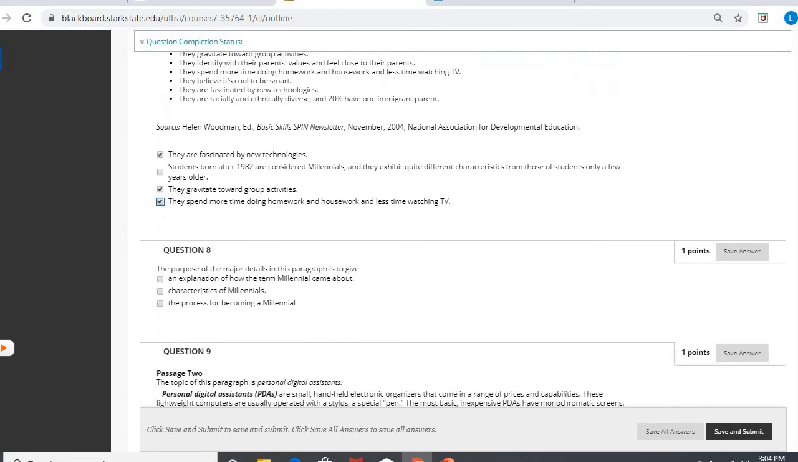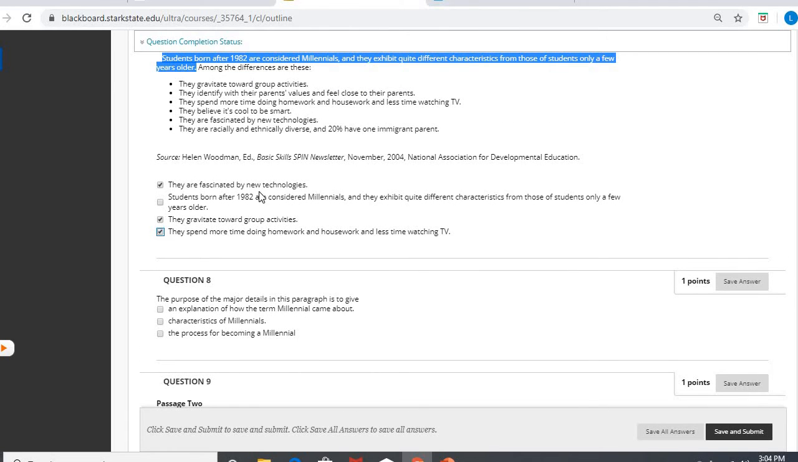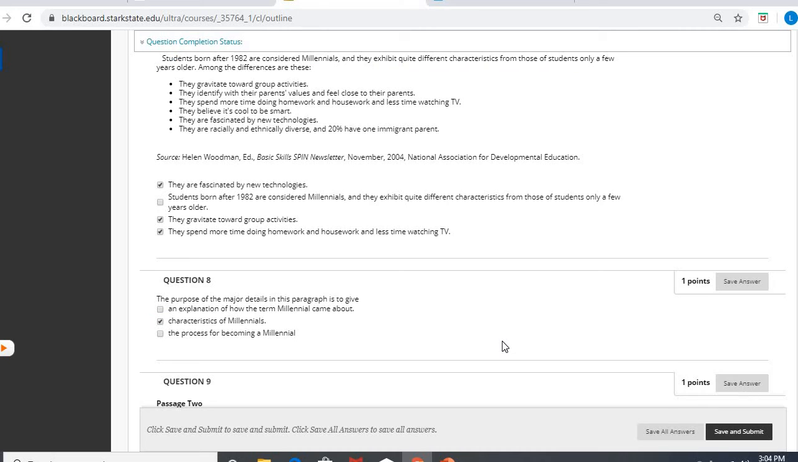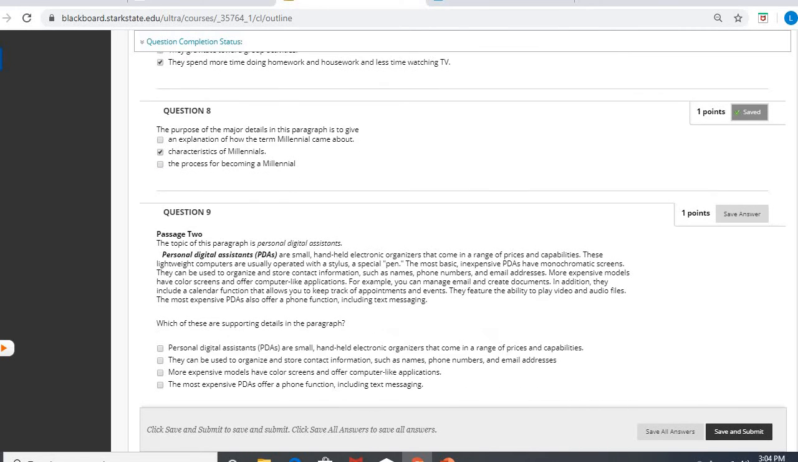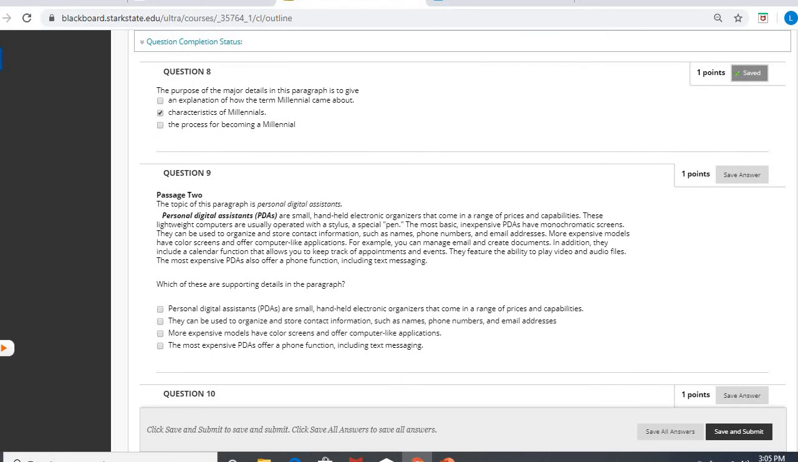So if I scroll down, this is going to refer to that same paragraph. It says the purpose of the major details in this paragraph is to give what? Well, again, it tells us the differences, or in this case the characteristics, how we consider someone to be a millennial. So we're talking about the characteristics of millennials. All right, scrolling down. Question 9 is based on the following paragraph.